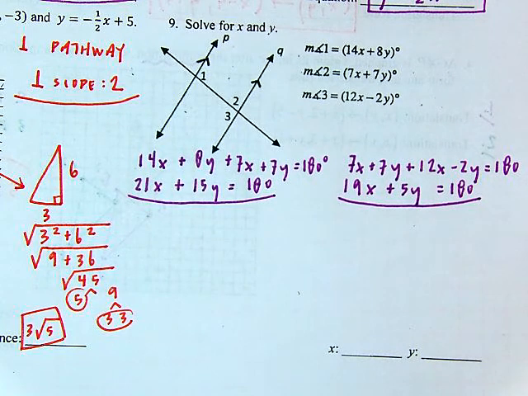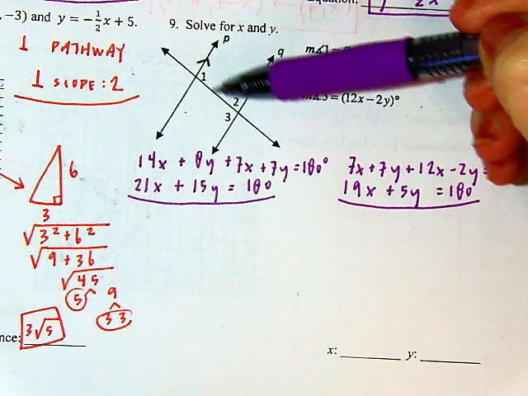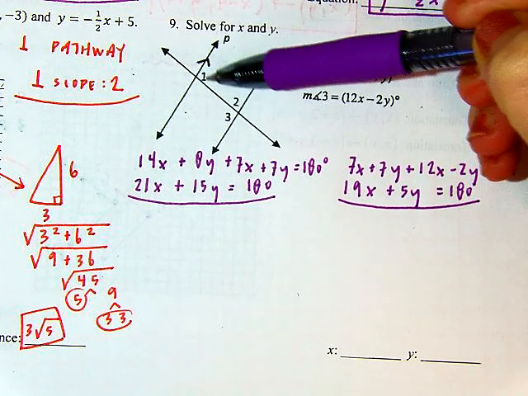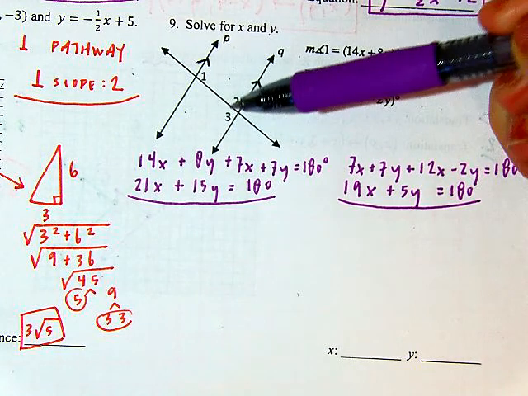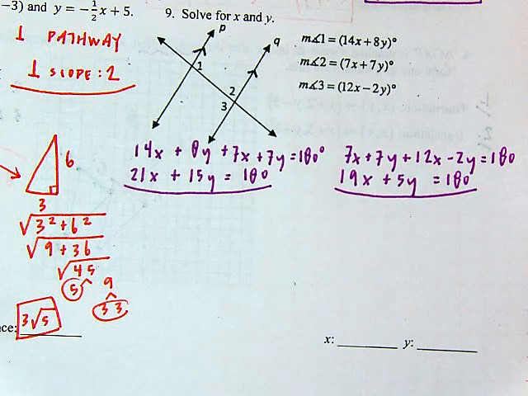Just to point out, in case you saw a different relationship, another one you could have built off of was angles 1 and 3. Angles 1 and 3 are alternate interior angles, and alternate interior angles are congruent. So I could have built a second equation off of that relationship too.